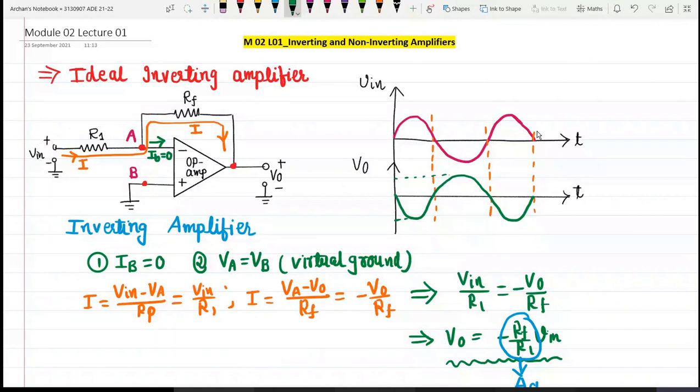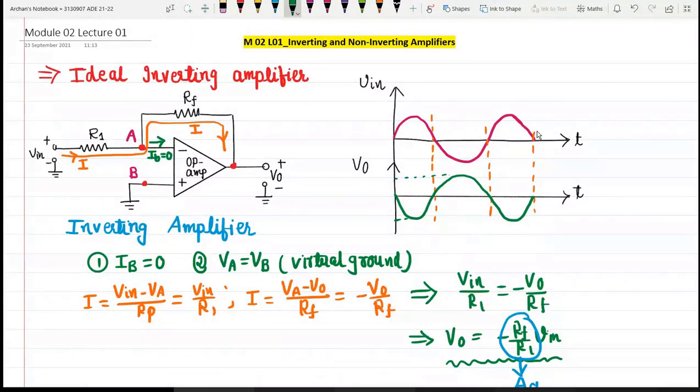Okay, so this was the inverting amplifier, right? Rf by R1 is the gain of the amplifier, and the negative sign indicates that the polarity of the output is opposite to that of the input, and this is the reason why this amplifier circuit is known as an inverting amplifier. It will invert the actual voltage, right?